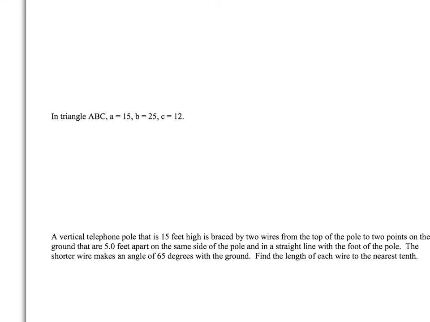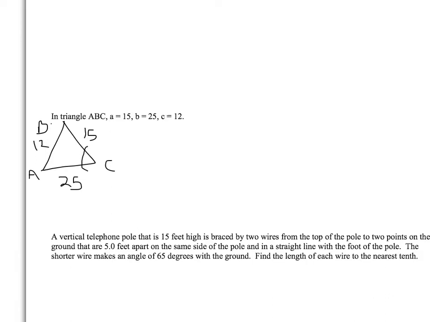So in triangle ABC, we are given the following information. A is 15, B is 25, and C is 12. All sides. We've got to find all our angles. Alright, we've done one like this before. We've got to use our law of cosines to start, and it doesn't matter which side we find first.